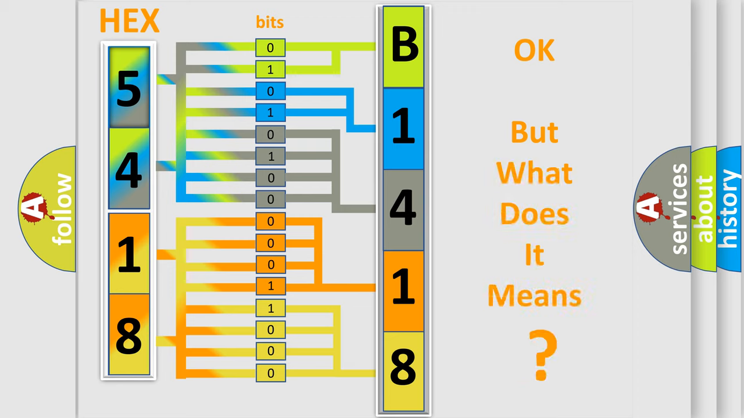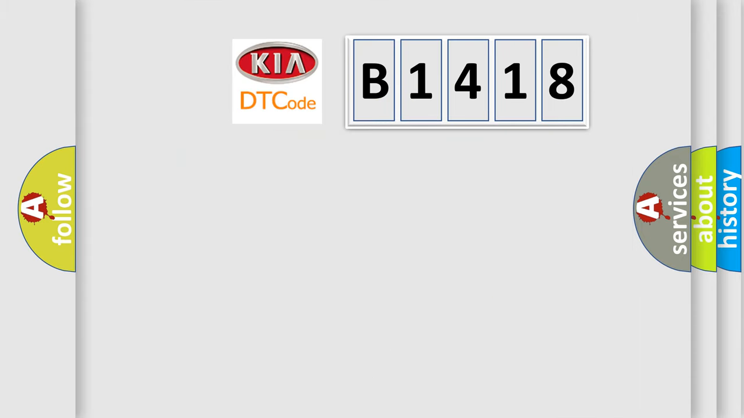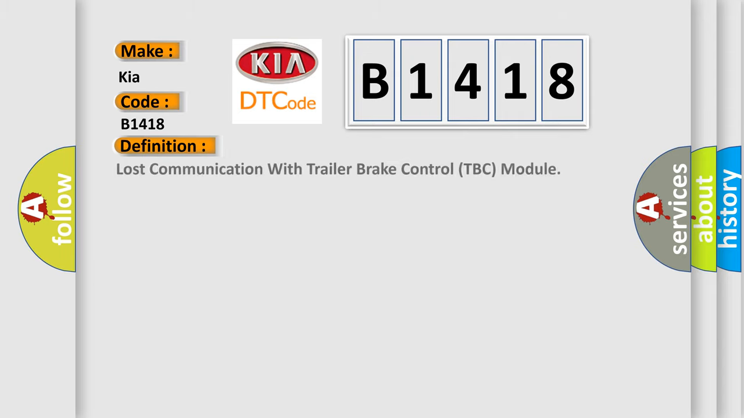The number itself does not make sense to us if we cannot assign information about it to what it actually expresses. So, what does the Diagnostic Trouble Code B1418 interpret specifically for Kia car manufacturers? The basic definition is lost communication with trailer brake control TBC module.